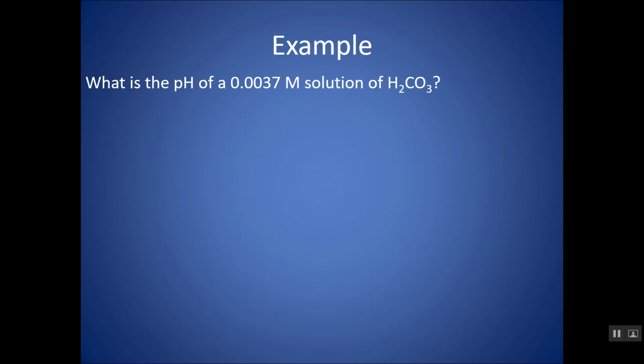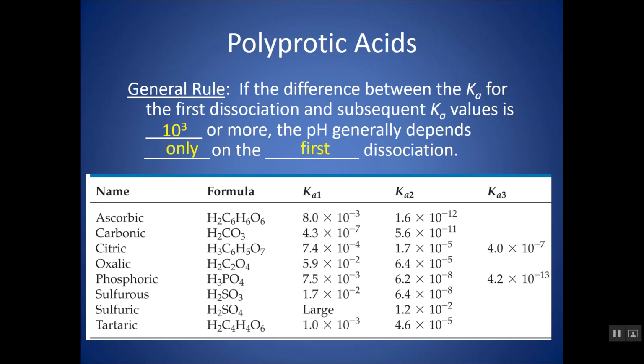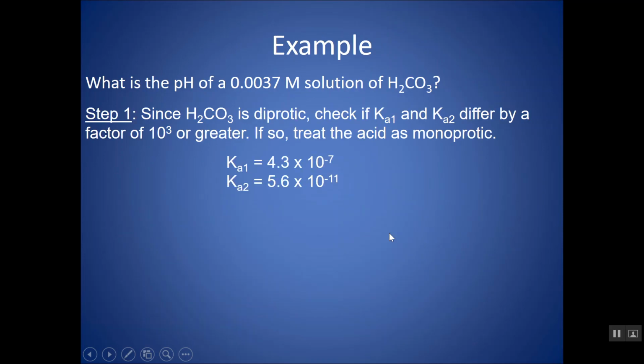So for instance, let's look at this example. What's the pH of a 0.0037 molar solution of H2CO3? Is that a strong acid? Nope, that's a weak acid. If I go back here, I have my Ka1 and my Ka2. I'm just going to write them down here. Here's my Ka1 and here's my Ka2. Check if they differ by a factor of 10 to the third or greater. Do they? Yeah, they do.